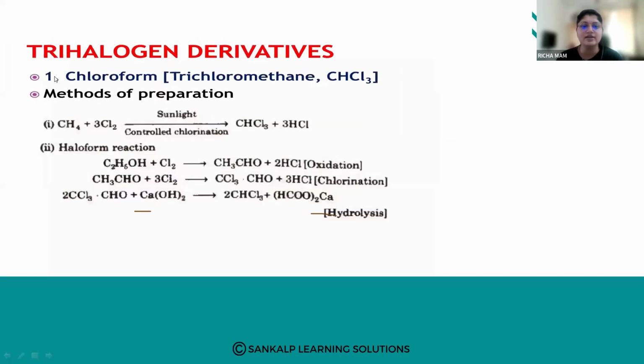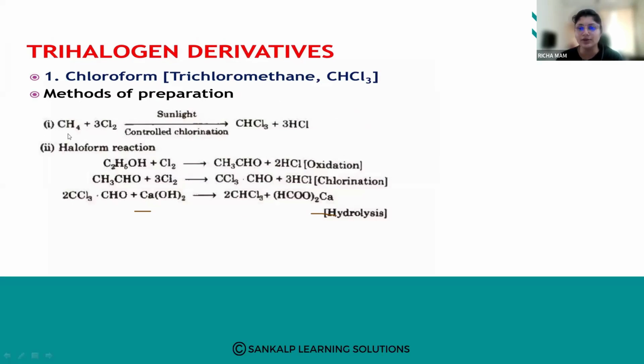Next, we are going to see trihalogen derivatives. The example given is trichloromethane, also called chloroform. It is also termed chloroform. So what is the method of preparation of chloroform?